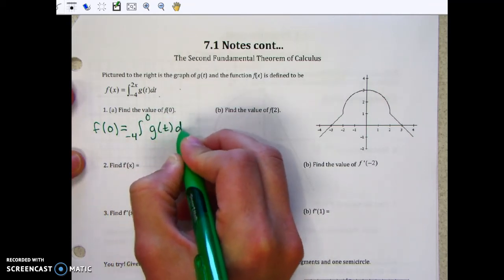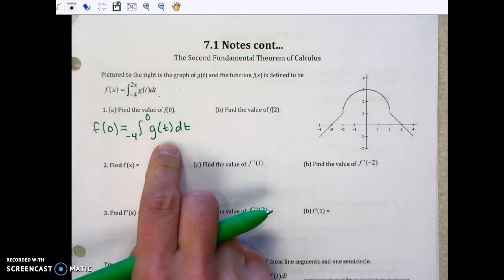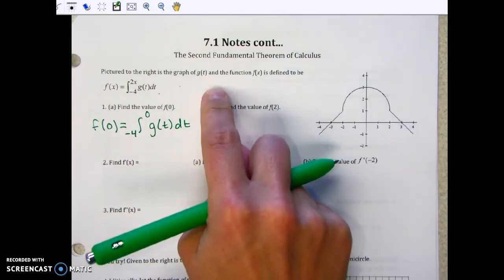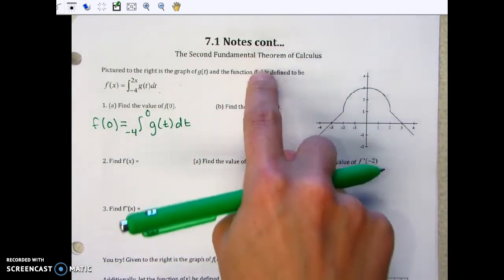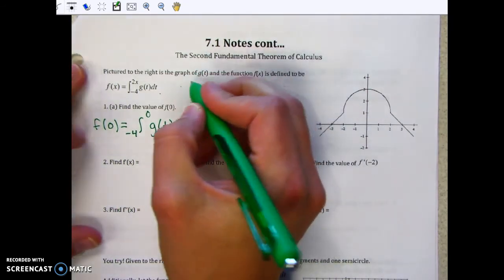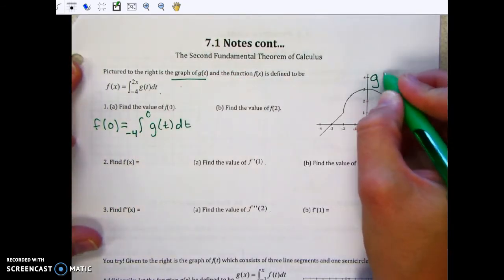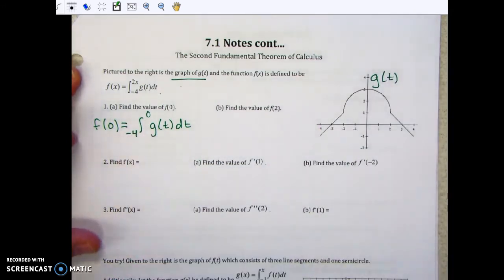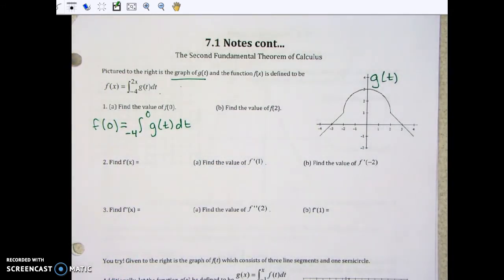Now, the integral of g. Is g an equation? Is it a graph? Is it a table? Picture to the right is a graph of g. This is g. So if we're integrating a graph, what does that mean? Doesn't that mean find the area? Okay, so what are we going to find the area from -4 to 0?